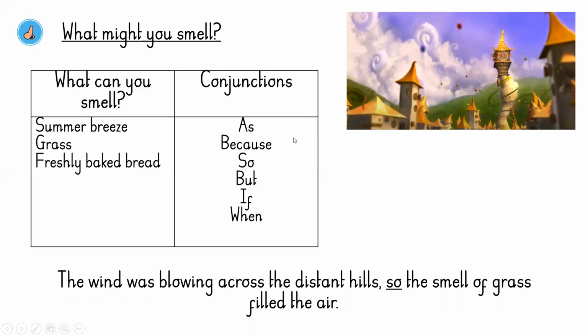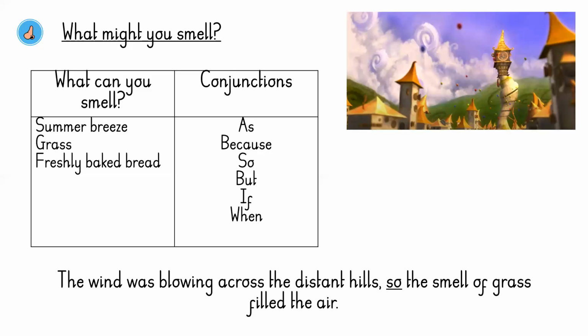And then in this sentence, our focus is the use of conjunctions. Okay, so I've given you some examples of some conjunctions you could use. I'm sure you can think of some more that I haven't mentioned. All right, but some of the ones you could use: as, because, so, but, if, when. All right. And my example sentence, the wind was blowing across the distant hills, so the smell of grass filled the air. Okay, so I've used so there. All right, the smell of grass filled the air as the wind was blowing.